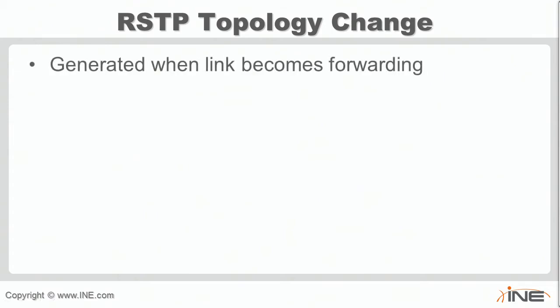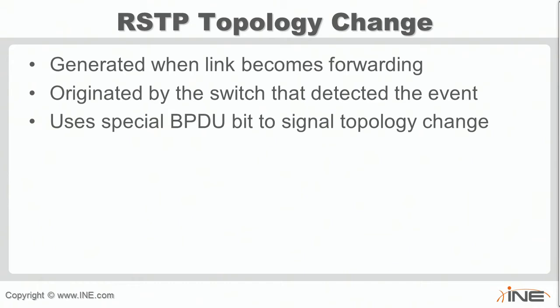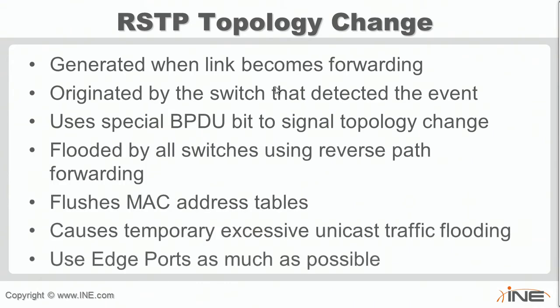Now, we still need to tell the rest of the network if something has changed in the topology, which originally was generated by our topology change notification, or the TCN. This is going to be generated when the link moves to forwarding state. And the idea behind this is that we're trying to flush out the MAC address tables. So anytime there's a change in the topology, the switches need to make sure that their layer 2 forwarding tables are correct and that I don't have a MAC address pointing out the wrong interface.